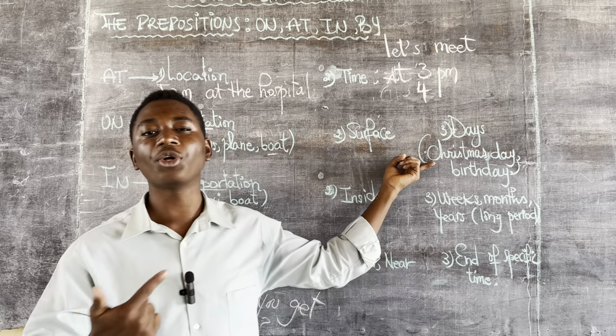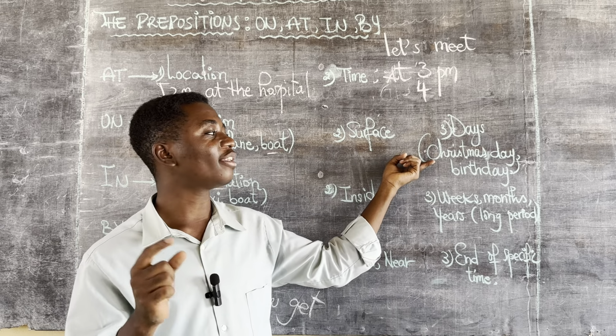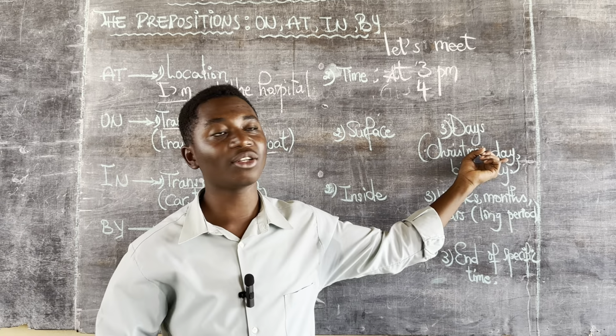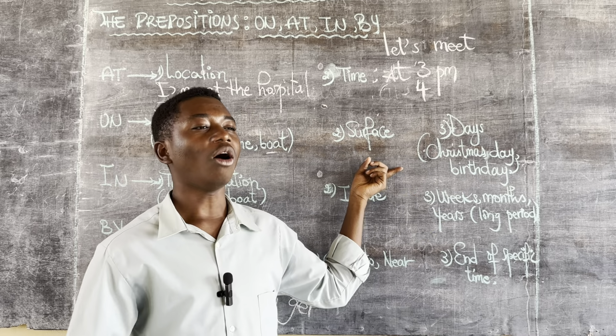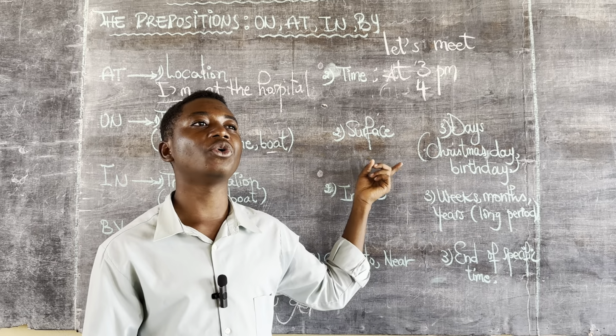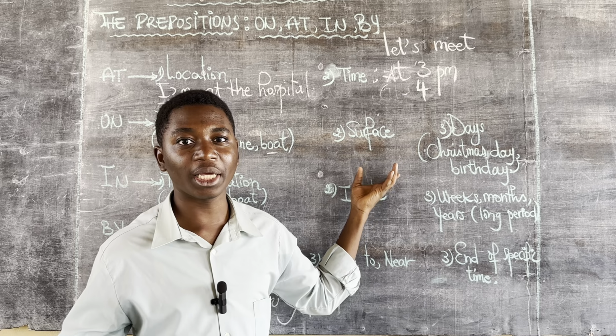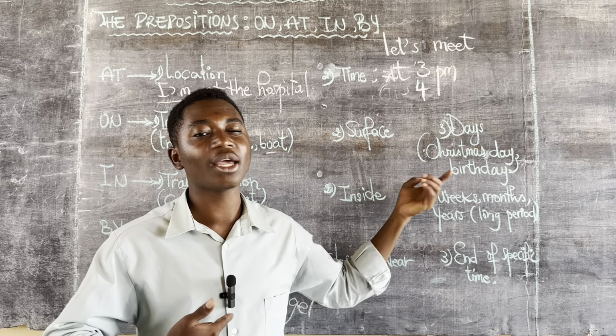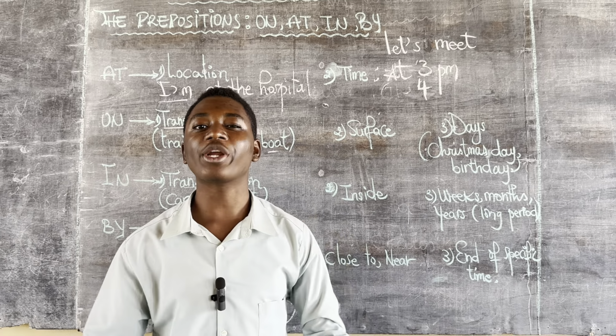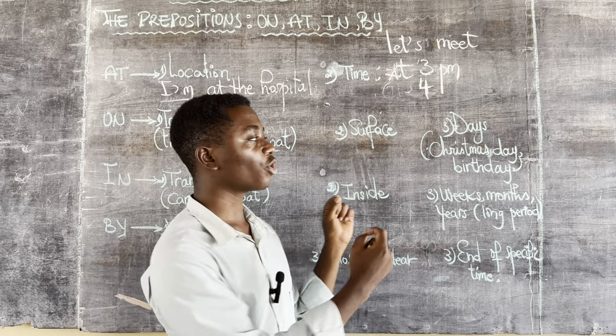And also, when talking about Christmas Day or any day with the word day at the end, you can use on. On Christmas Day, I'm going to buy gifts for my family. Or on my birthday, many friends are going to bring presents. You see, we're going to use on.